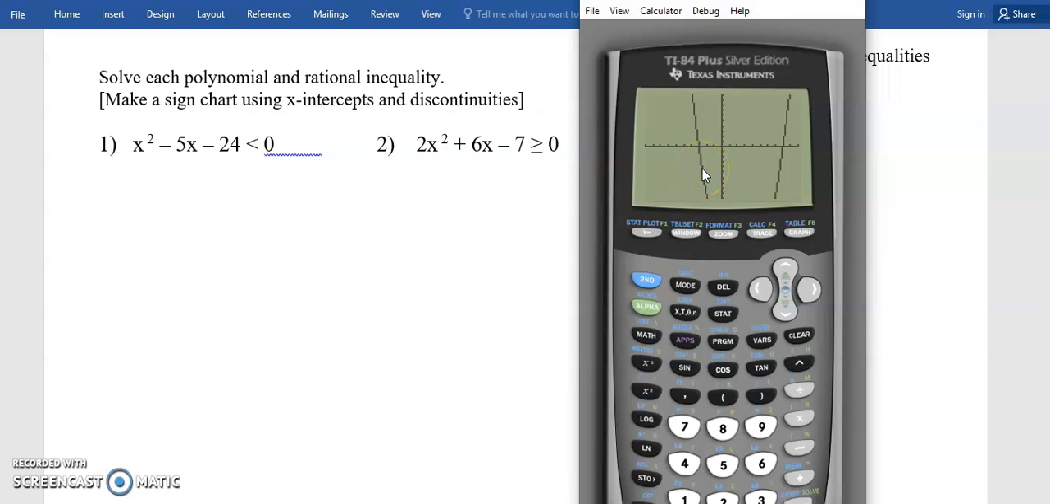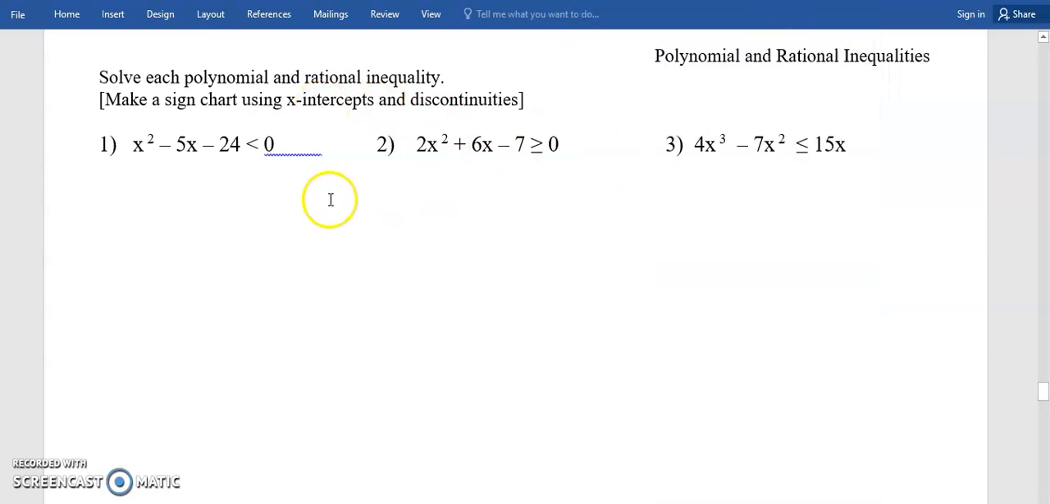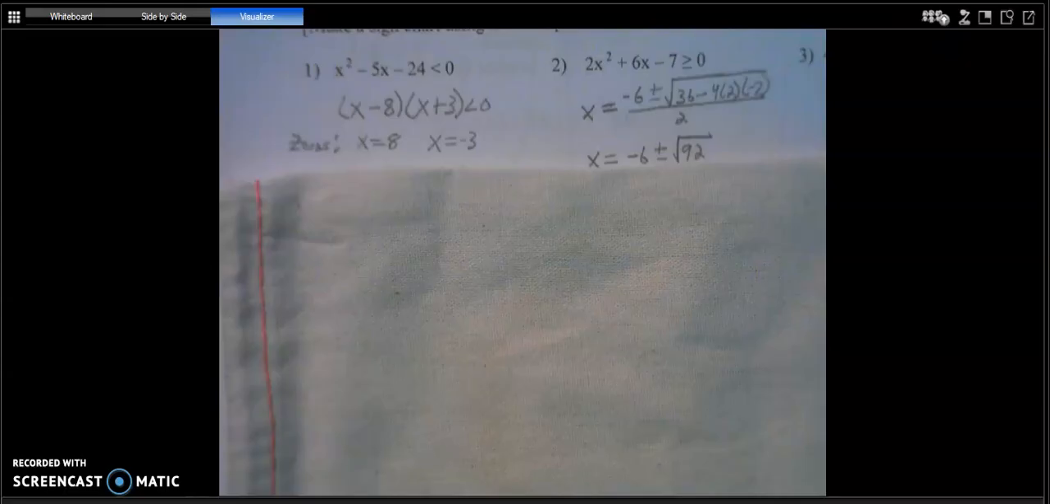So what we need to do is factor and solve, or use the quadratic formula, however you solve for the x-intercept, so when y equals 0, and then we're going to make a sign chart around that. I want you to solve the first 3 by getting your function equal to 0 and then factoring or using the quadratic formula to find the x-intercepts. I'll pause the video and put up the answers. In the first one, that factors to x minus 8 times x plus 3. So the zeros or the x-intercepts would be x equals 8 and x equals negative 3.